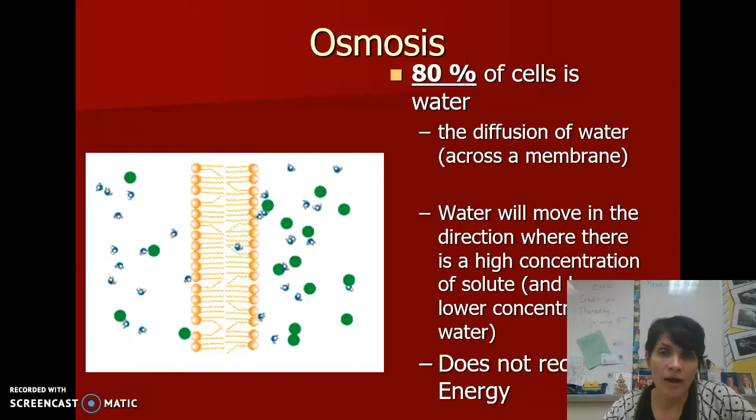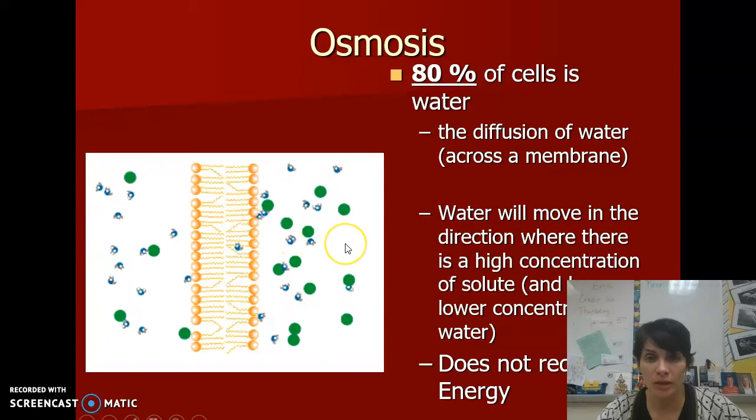And you might wonder, why is water so important to move in and out of our cells? Well, you are made up of mostly water. More than half of your body is made up of water. 80% of the cell is water. So it's really important that water is able to move in and out of your cells without the need for energy. Okay? It just happens along that concentration gradient. Again, water moves from high to low.